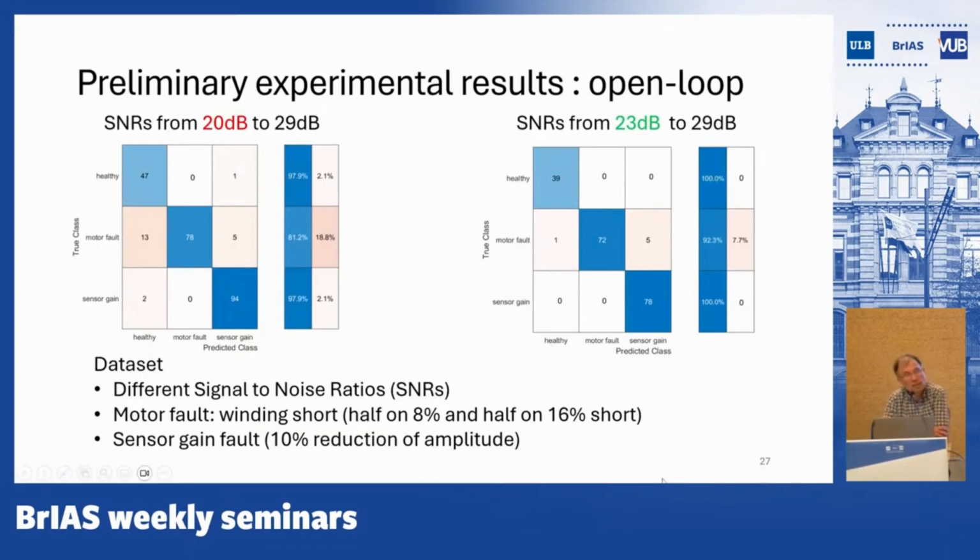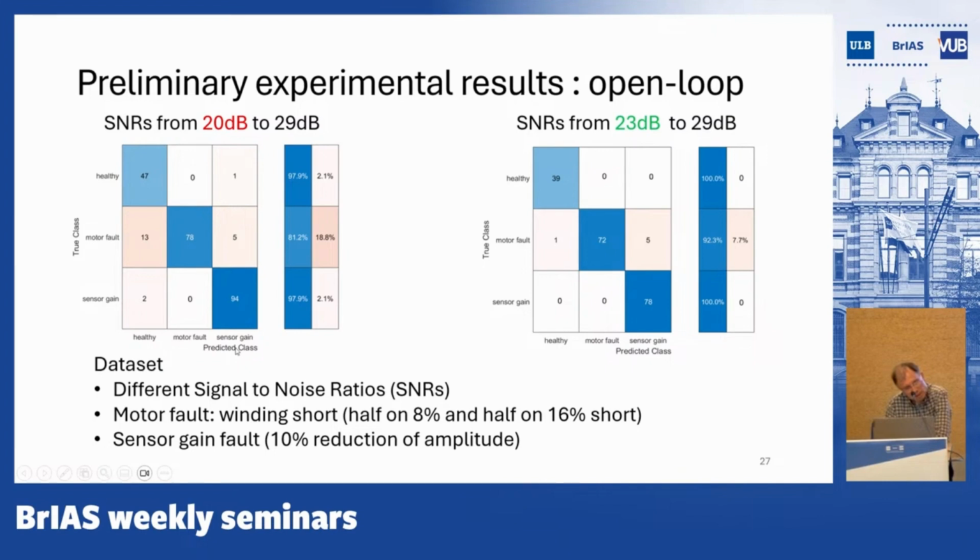So here are the first results obtained by Louise on these experimental data. These data are for the moment obtained in open loop, not in closed loop, so we still have some work to do. And this is what we call the confusion matrix. So what you have here is the true class, so we distinguish healthy, motor fault, sensor gain fault. We have not considered sensor offset here. And here you have the decision taken by the diagnosis system.